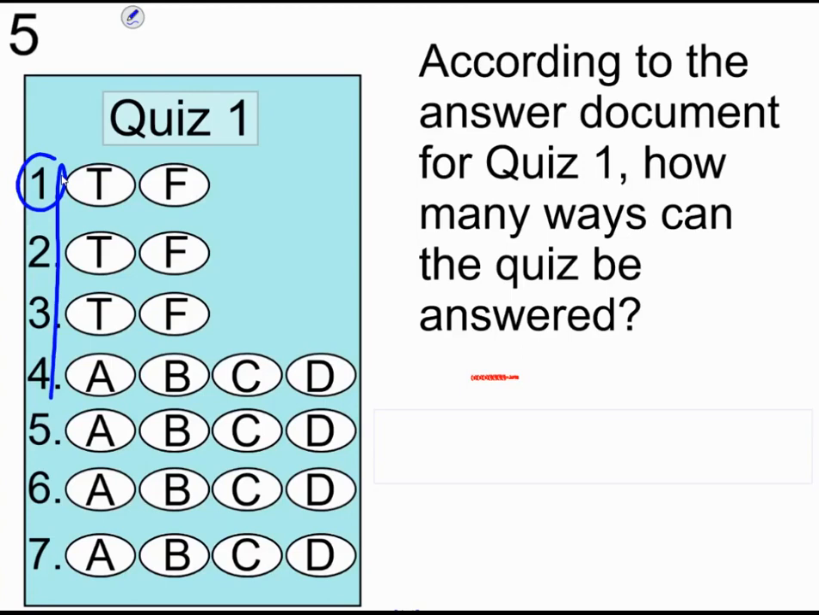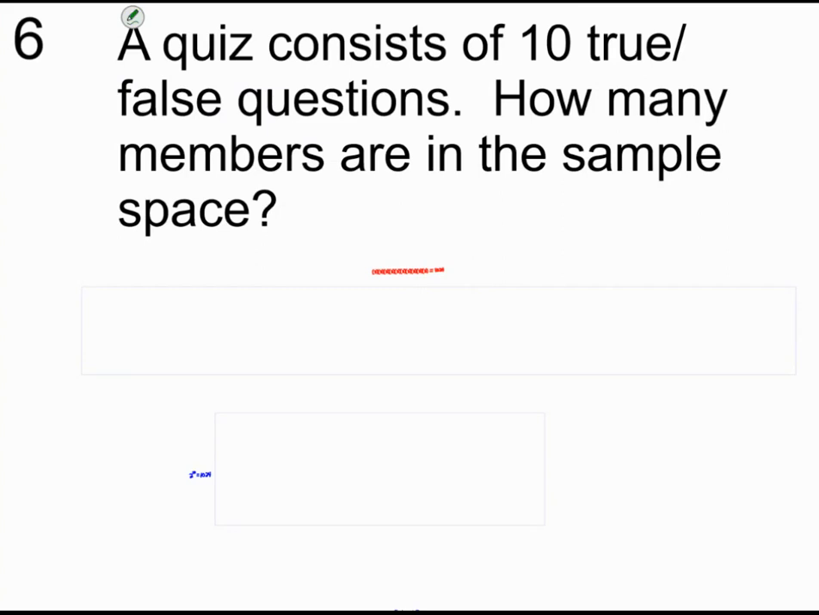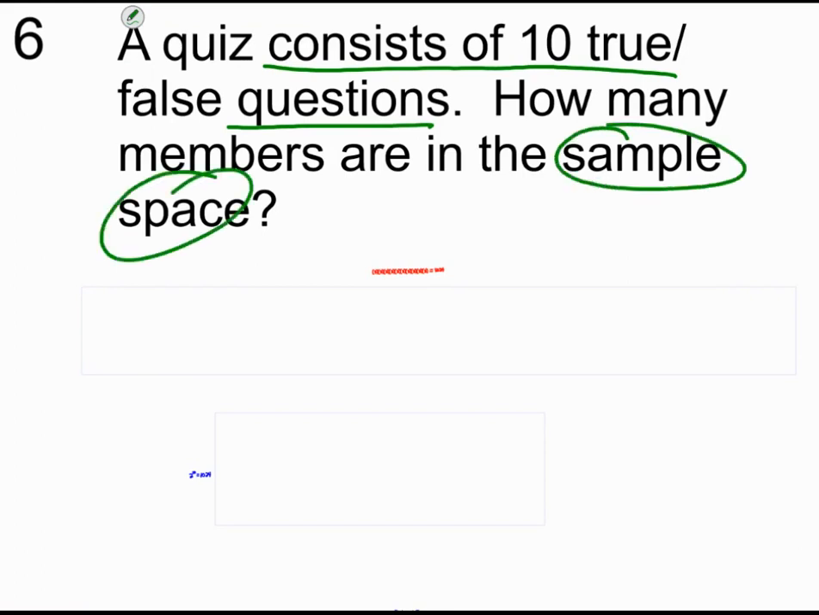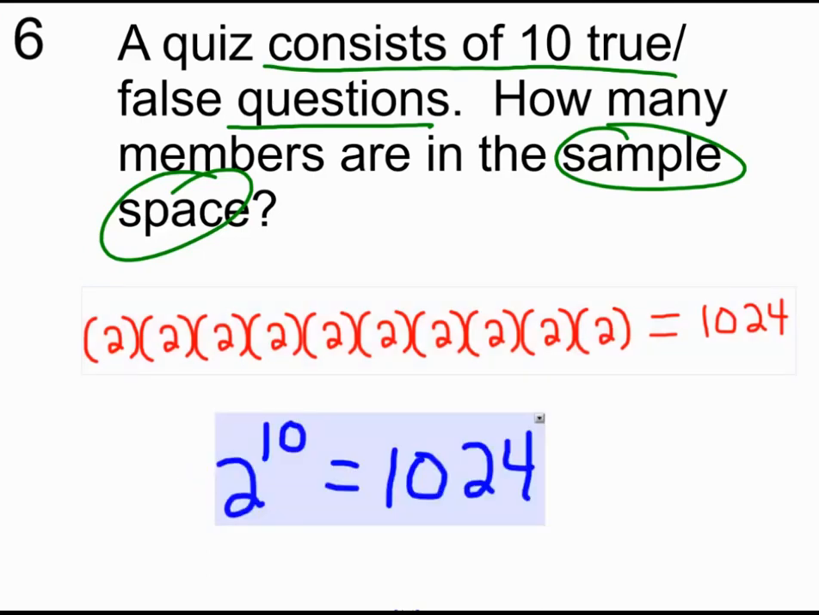There are 7 events, and we should be multiplying 7 numbers. That's them, and the answer is 2,048. Wow, how can you draw a tree diagram for that? Number 6. A quiz consists of 10 true-false questions. How many members are in the sample space? Well, there's 10 events. Each question is an event, so we're multiplying 10 numbers, and the answer is 1,024. It's probably best answered as 2 to the 10th equals 1,024.